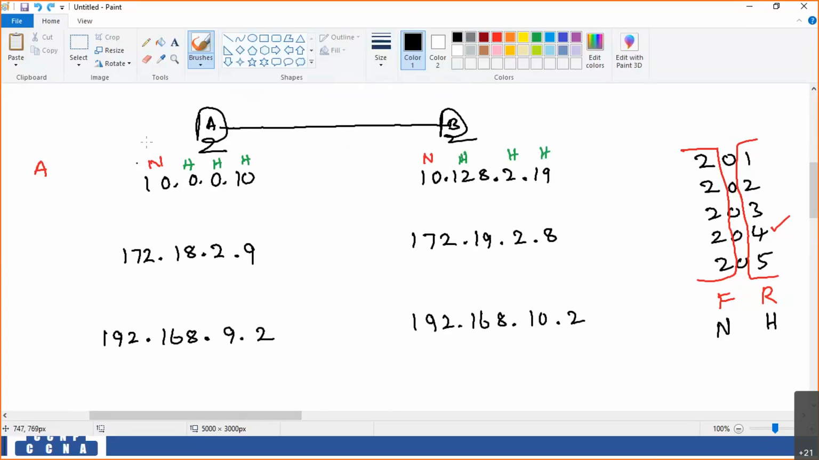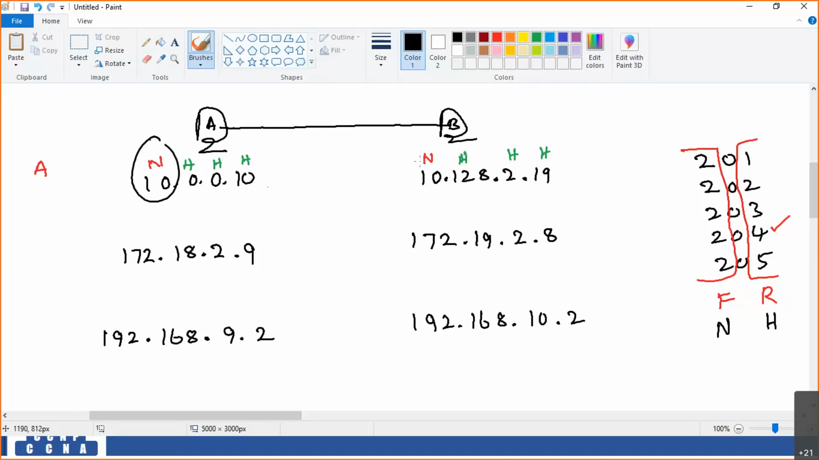Here it is 10, here also 10. Are both in the same network or different networks? The same network. The network portion is the same, so they can communicate. Forget the host portions, don't bother about them. Here 128, here 0, no problem. Here 2, here 0, no problem. Here 19, here 10, no issues. Just focus on the network portions.